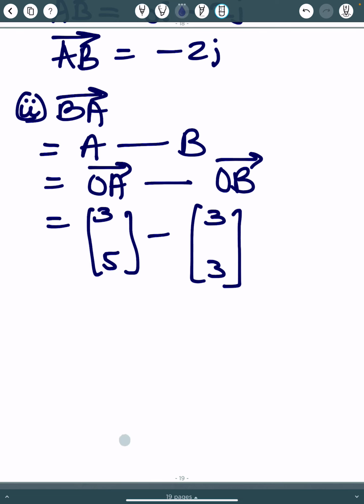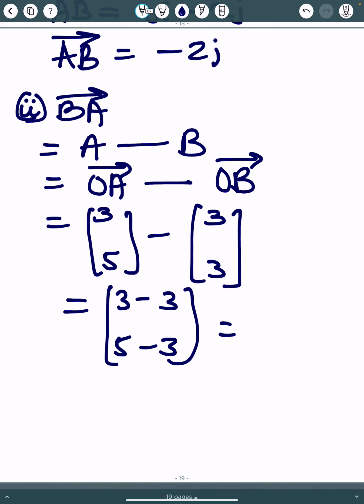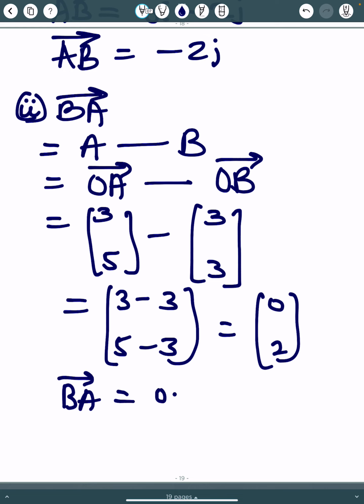Each of these is the position vector of the letters labeled. This is vector OA and this is vector OB. So to find vector BA, I'll do OA minus OB, or A minus B. This gives me 3 minus 3 and 5 minus 3, and that's equal to 0, 2. So the vector BA is equal to 0i plus 2j. You can leave it like this or simply write 2j. Let's go to the next example.